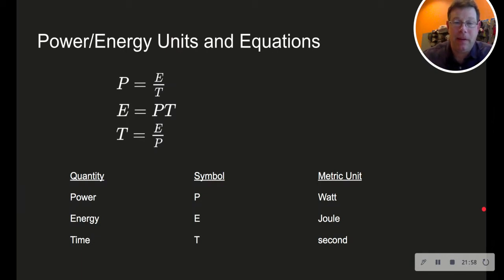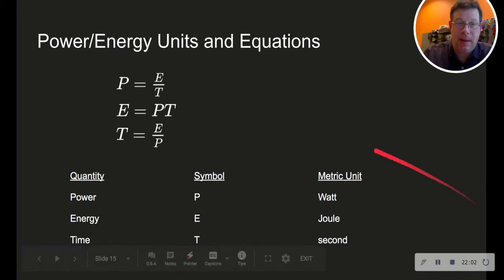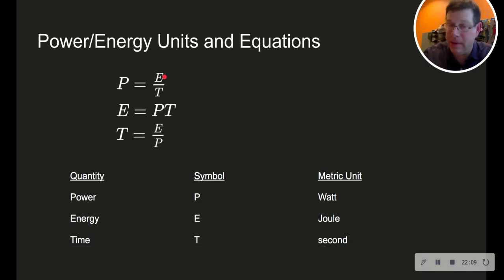So here are the units and equations for power and energy. Our definition of power is just the energy over time. We use E for energy, often but not always in physics, and usually T for time. So P equals E over T gives us that relationship. Remember, power is the rate at which you burn energy.